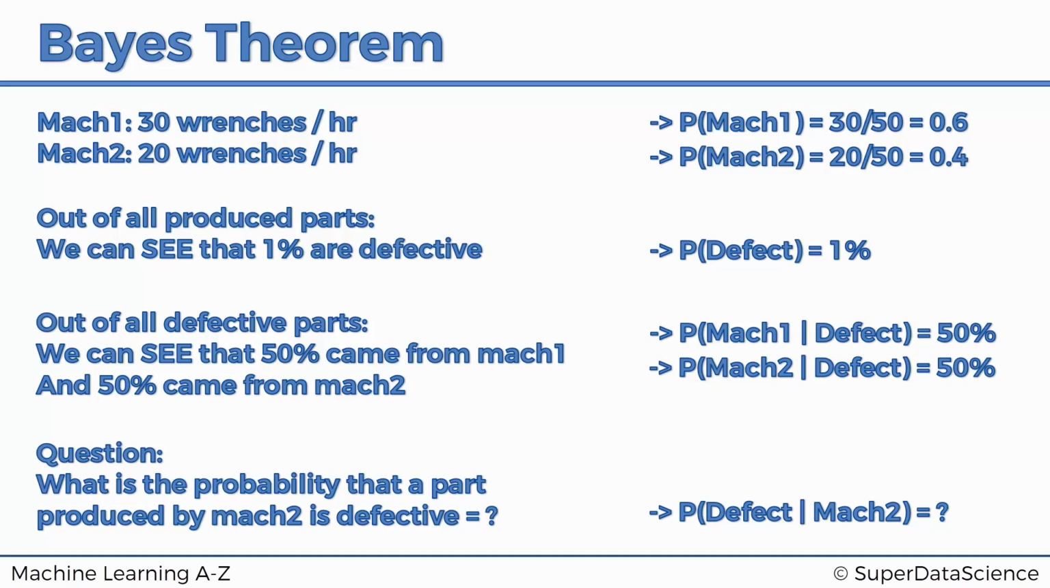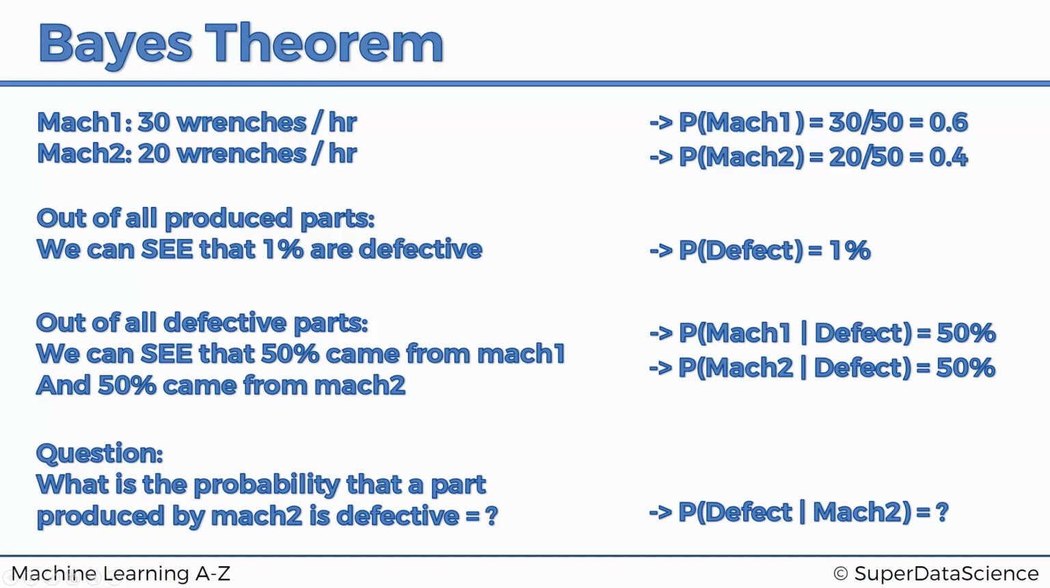So you can think of it in terms of the frequentist interpretation, and that means instead of just picking up one part and thinking about what is the likelihood of it being defective, if we know that it came from machine 2, think of it as there's a pile of wrenches that only came from machine 2. So you have a pile of 1,000 wrenches that came from machine 2. What is the number of wrenches that are going to be defective, right? So what is the portion of wrenches that are going to be defective?